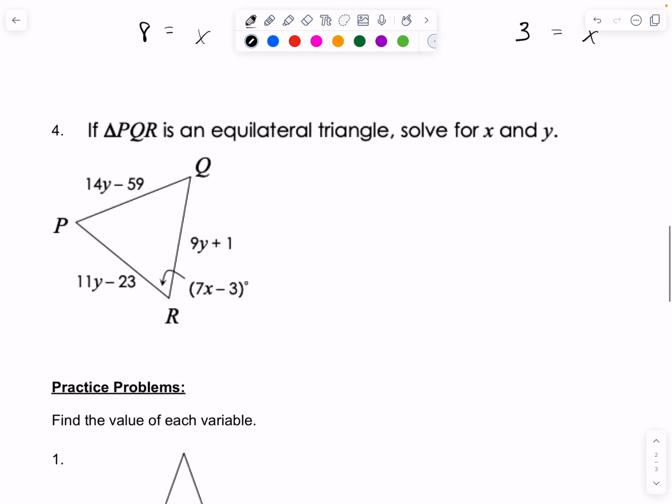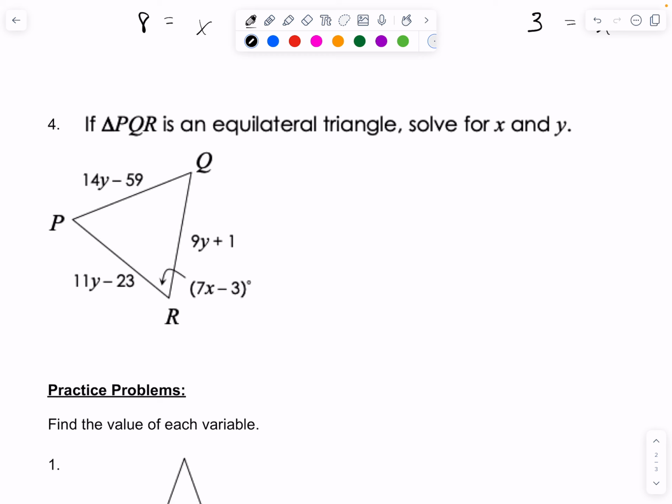So number 4 says triangle PQR is equilateral, and we want to solve for x and y. So the moment I see that it's equilateral, I know that all of these sides are going to be the same and all the angles are going to be the same. And you should know if the sum of your angles has to be 180 degrees and they all have to be the same, you probably already know this, but if you divide that by 3, that tells you that all the angles have to be 60 degrees.